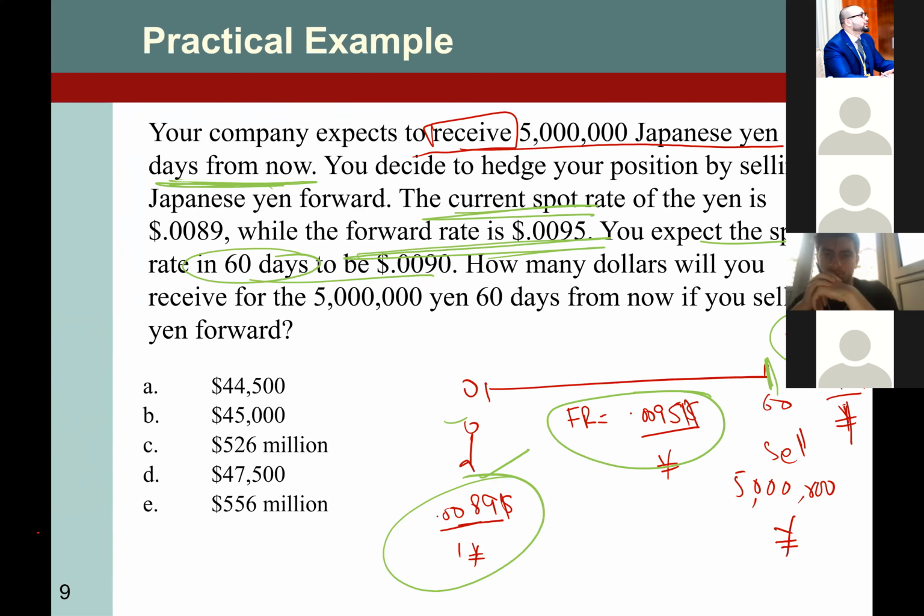And now what are you required to do? How many dollars will you receive for the 5 million yen 60 days from now if you sell your yen forward? Think about that.